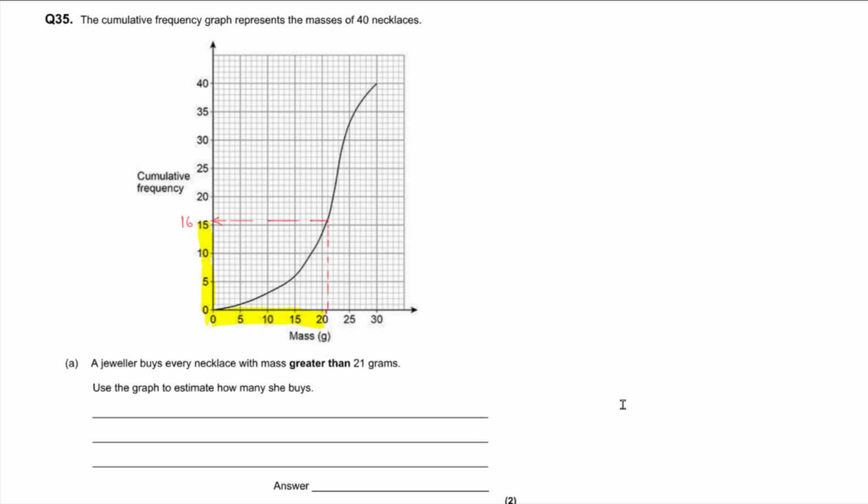We want the number of necklaces that are greater than 21. So we want these ones up here. Okay, now my graph goes up to 40. So what's the difference between 40 and 16? 40 minus 16, that's 24. So there are going to be 24 necklaces that have a mass greater than 21 grams.